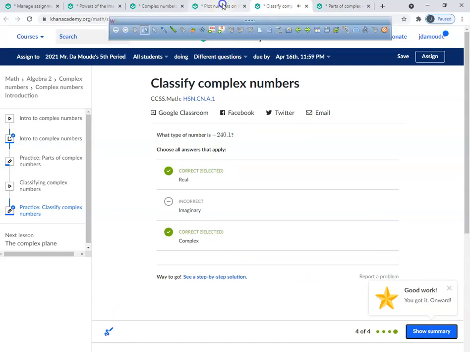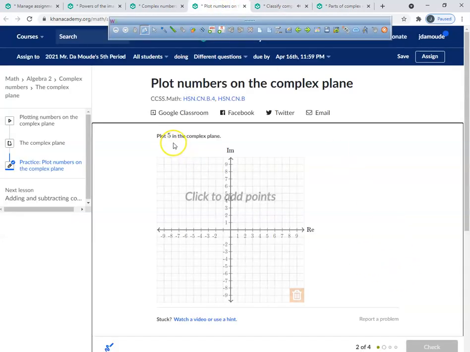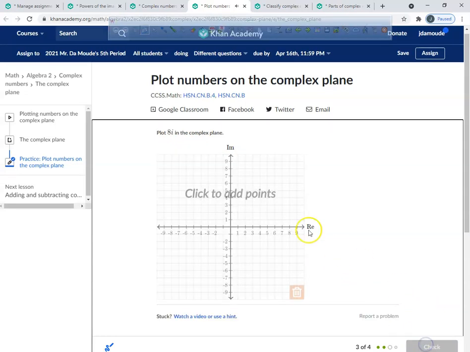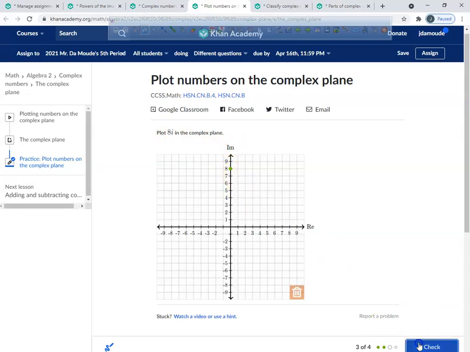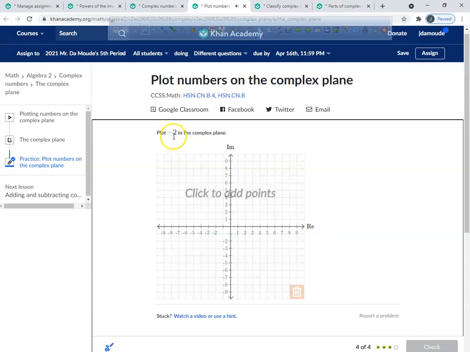There you go. Now, plotting numbers is super easy. It says plot 5 in the complex plane. Well, guess what? We're going to plot 5 right there because it's a real number and it's right there at 5. This says plot 8i in the complex plane. Here's the imaginary. Boom, there's 8i. Now that says plot -2 in the complex plane. -2.